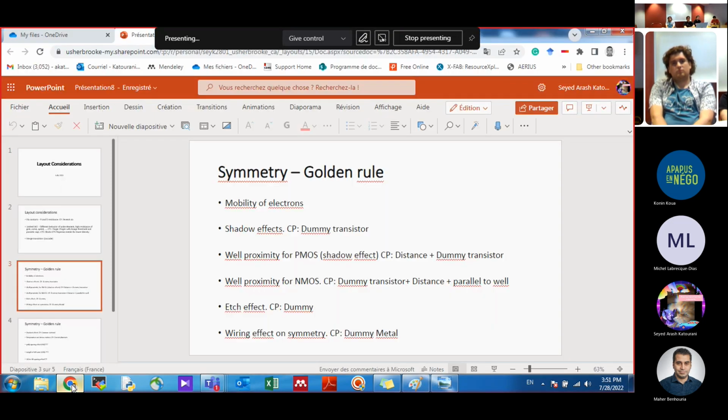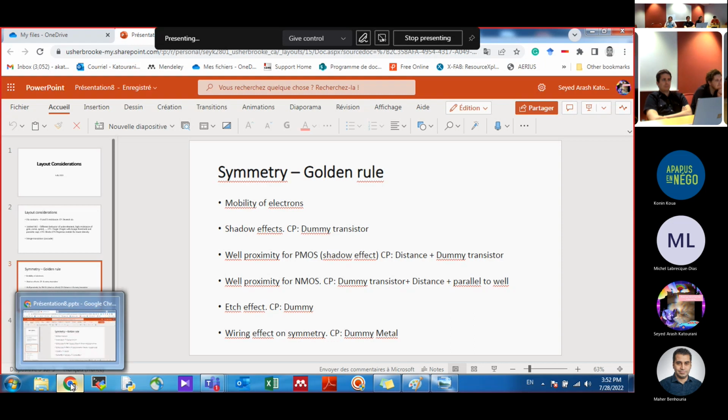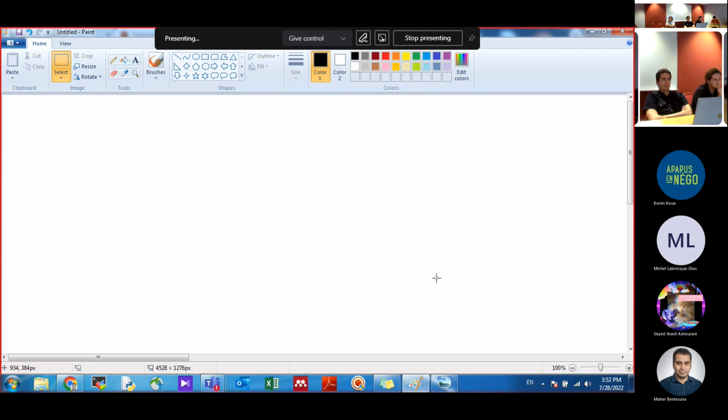What is the next one? The next one is shadow effect. So we are going to talk about the shadow effect. The compensation for that is the same as well proximity and everything. And the shadow effect is not that important, it's a physics thing.